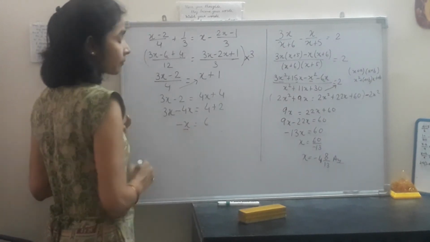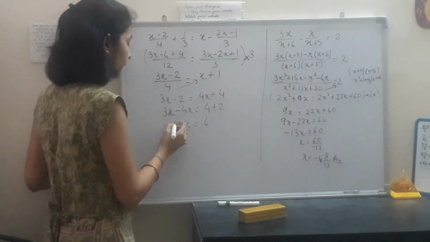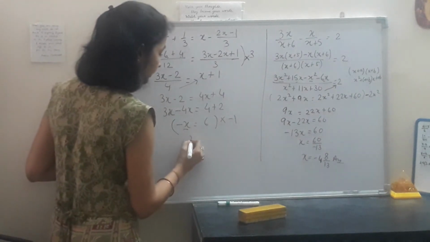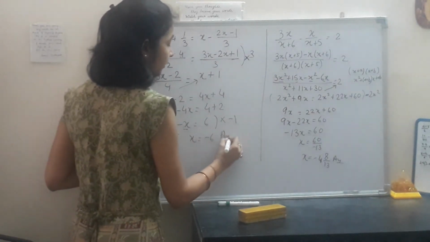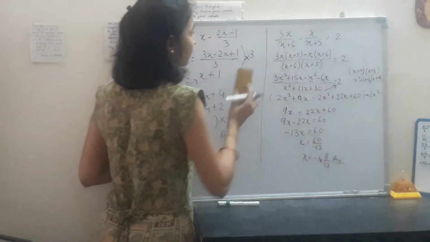Now here we are getting the value of minus x, but we don't want the value of minus x, we want the value of x. So we will multiply the whole equation by minus 1. So what do we get? x is equal to minus 6. So our answer is x is equal to minus 6. Now one more example.